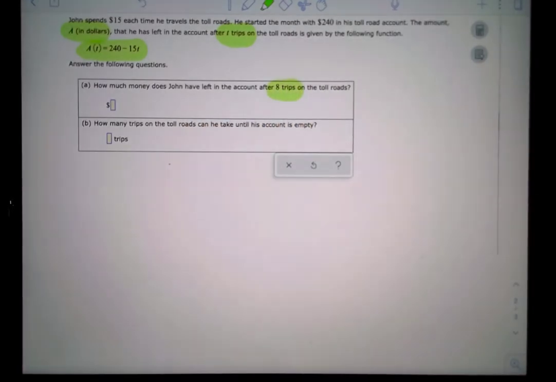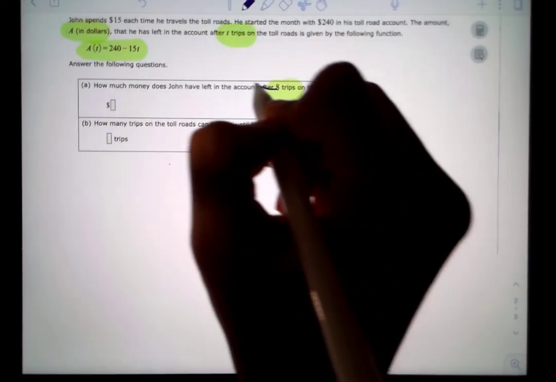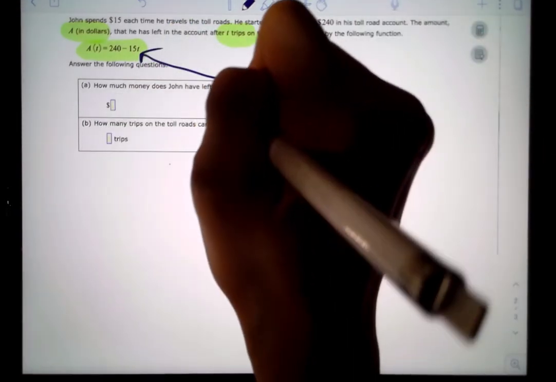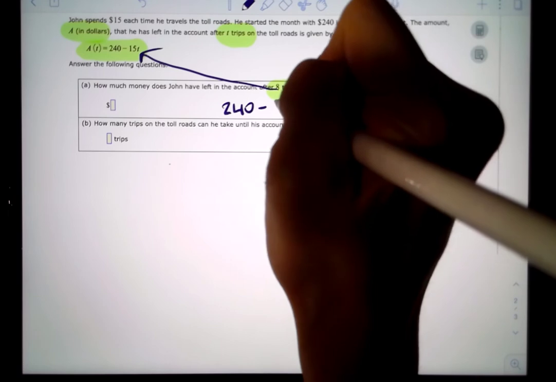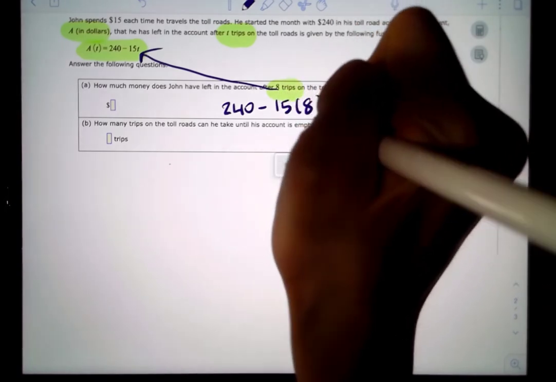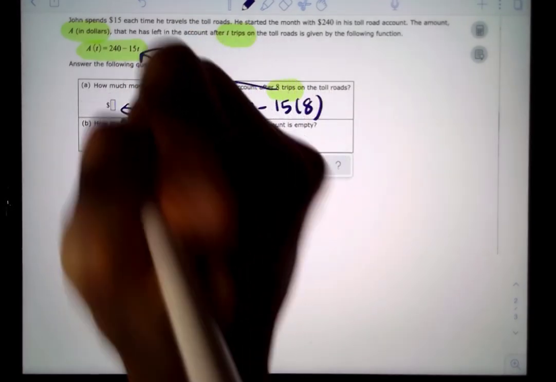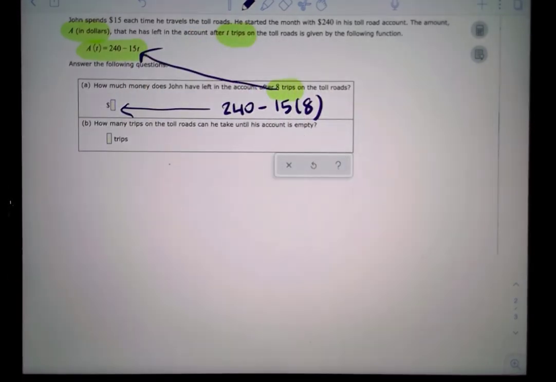And how much money does John have left in the account after 8 trips? Then guys, think about it. 8 trips. 8 trips. Then is it A or T? T, right? So you put 8 into T. Alright, 8 into T. So all you need to do is 240 minus 15 times 8 trips. And you calculate the number, you'll get the answer.